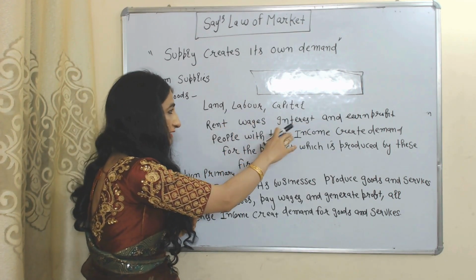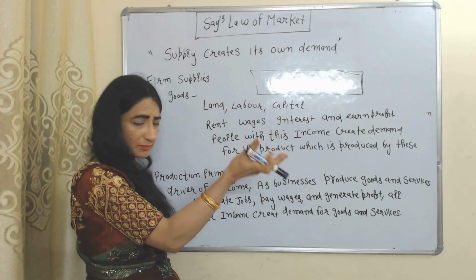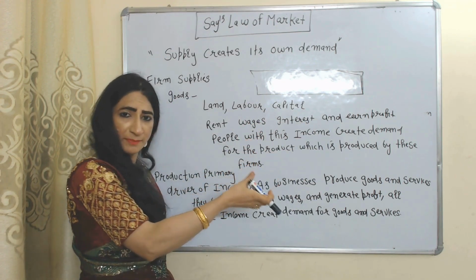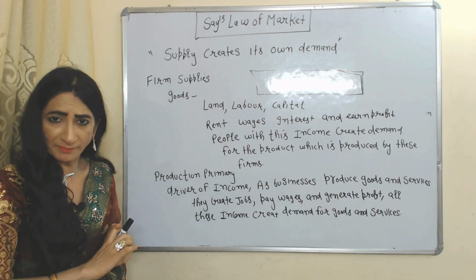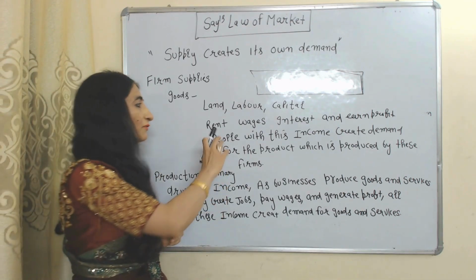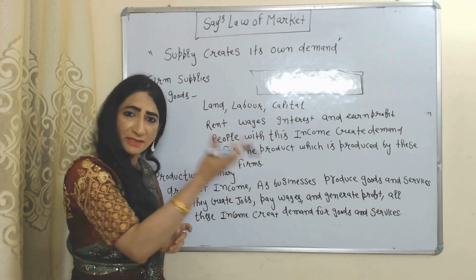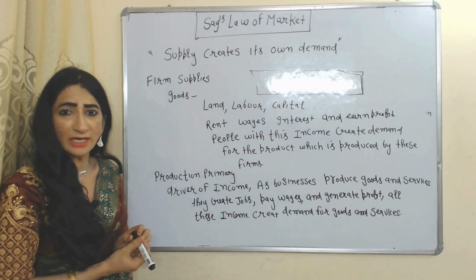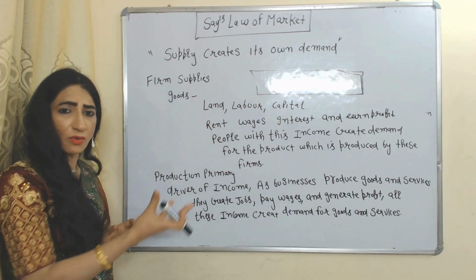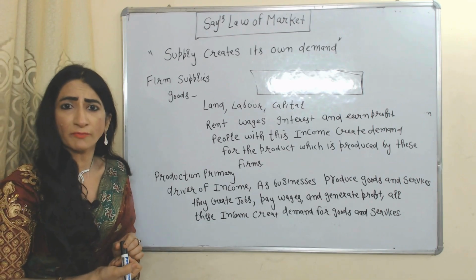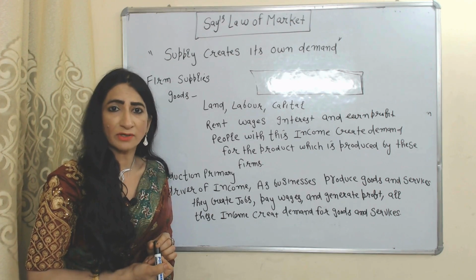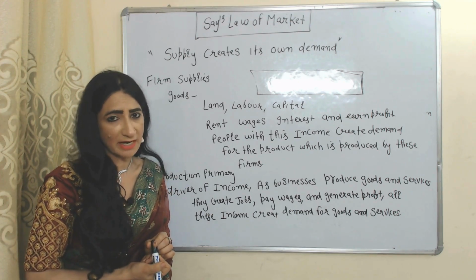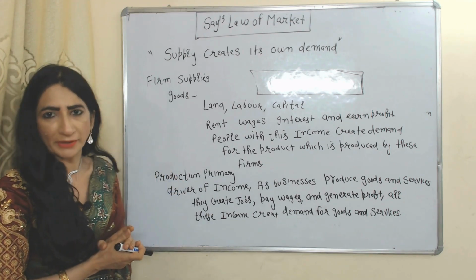Rent, wages, interest and profit are the income of the economy. With this income, people demand goods and services which are produced by the firm. Or we can say that with this income, people create demand in the economy. So here you can see supply creating its own demand, and this is Say's law of market. Whatever goods we produce, it will be demanded. There is no problem of overproduction.